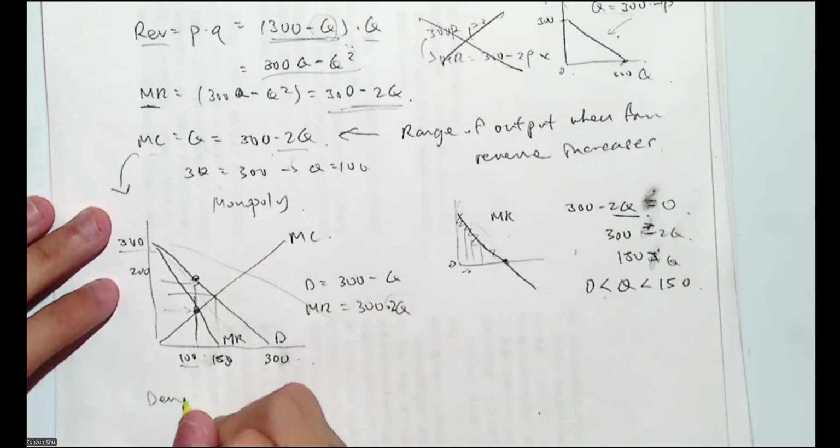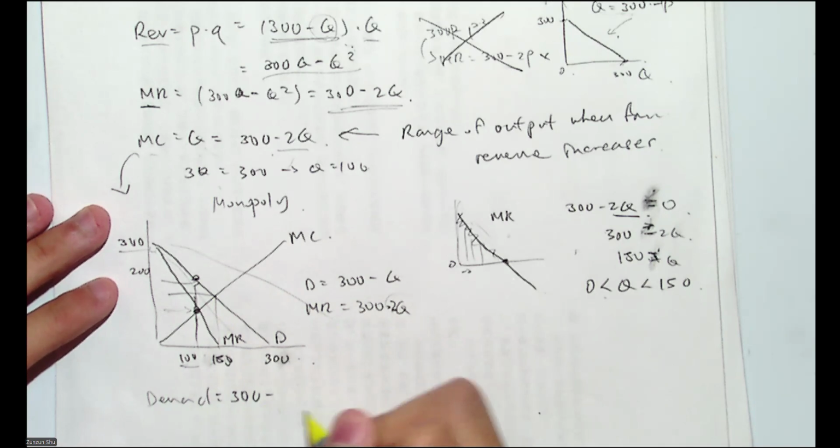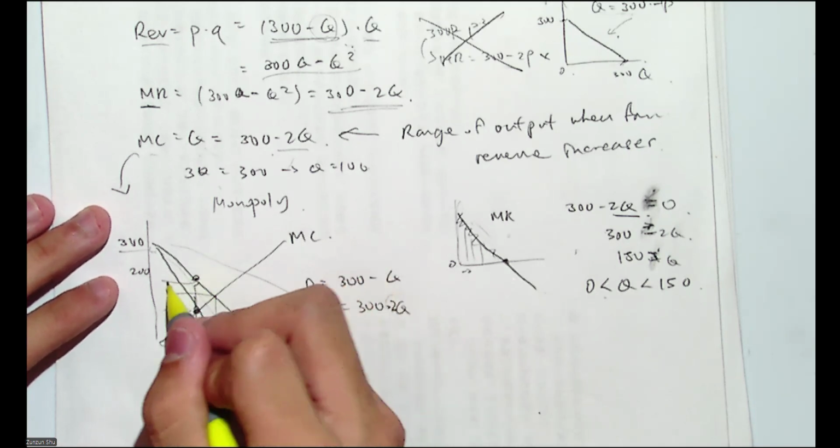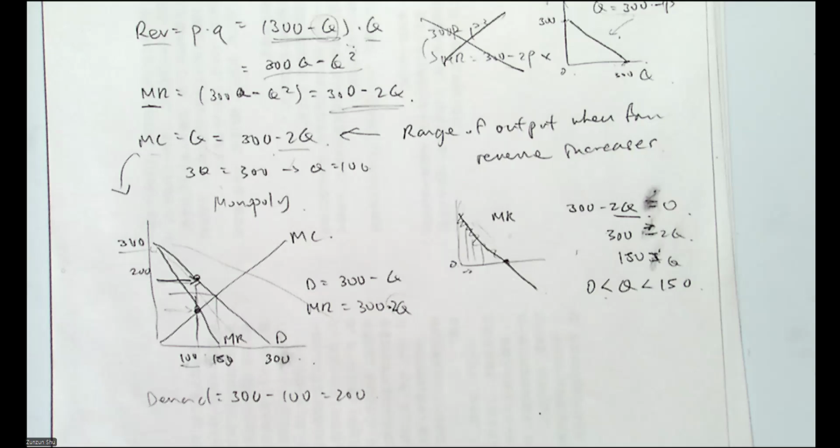So your demand is equal to 300 minus Q, which is 100. That gives you 200. That is going to be the price in a monopoly. So that's your answer to question 2. But I'm sure some of you might be wondering, why is 200 the price and not 100?